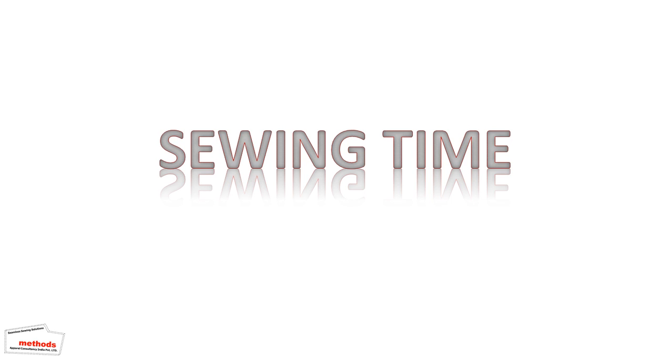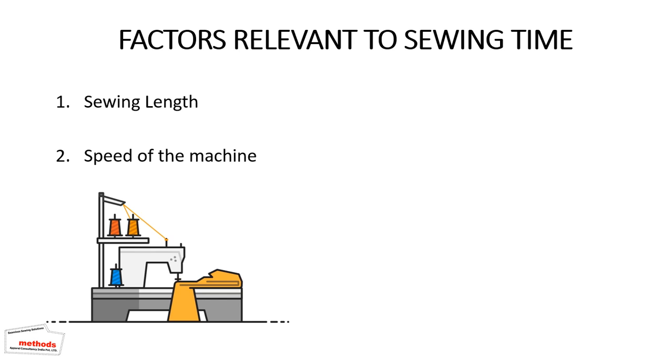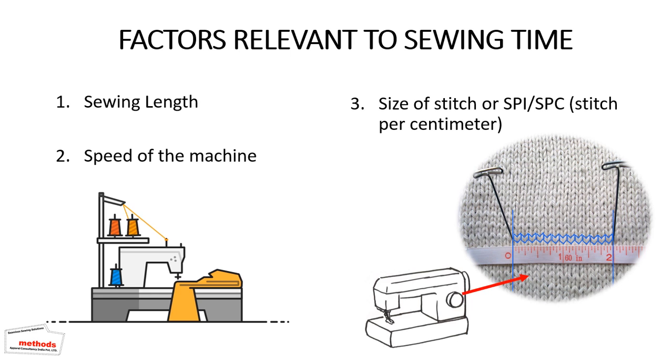Now this time depends on a few factors. Time always depends upon distance and speed first. So the first two factors are sewing length, that is the length of the stitch in centimeters, and speed of the machine, which is usually represented in RPM or rotation per minute. The next factor is size of stitch or SPI, which is stitch per inch, or SPC, stitch per centimeter, and it can be adjusted. The next factor is stitch difficulty, that is if it is a difficult curved top stitch or an easy straight overlock.